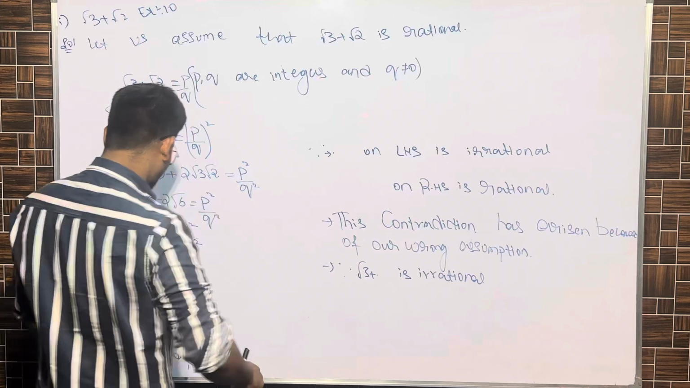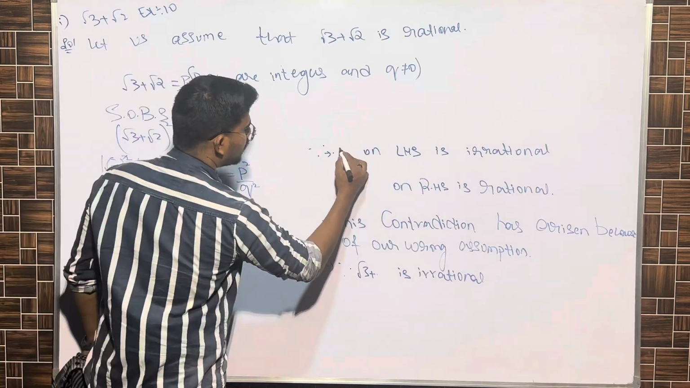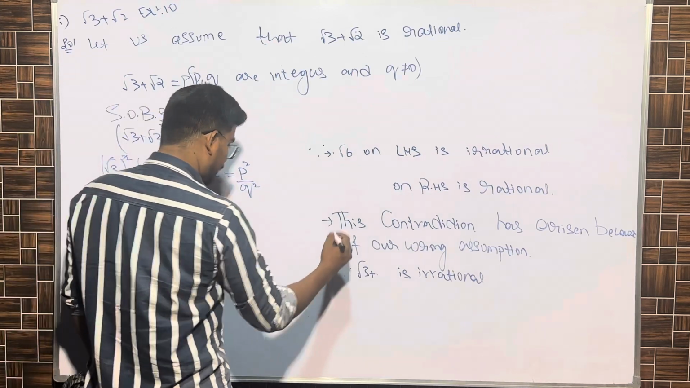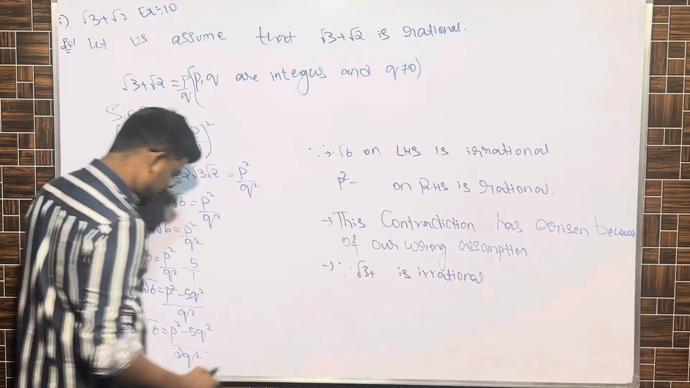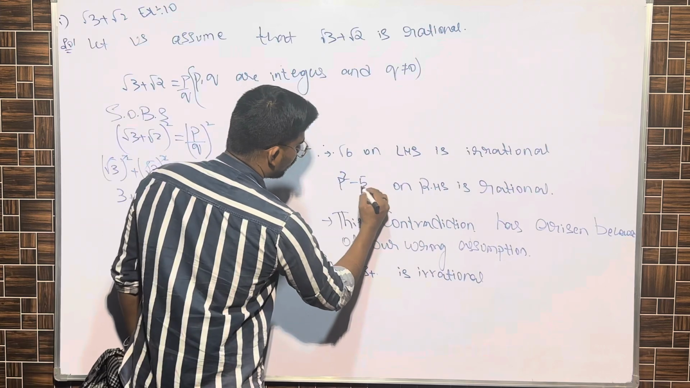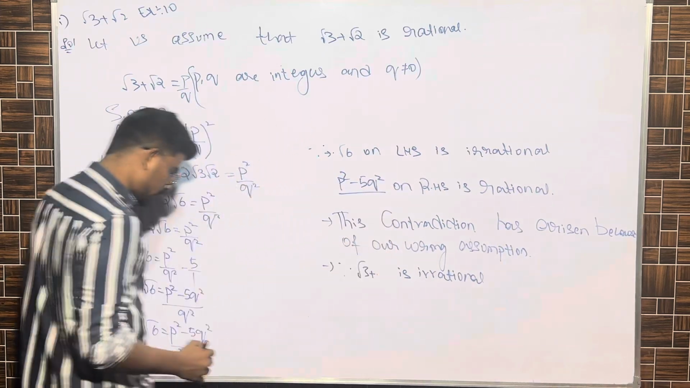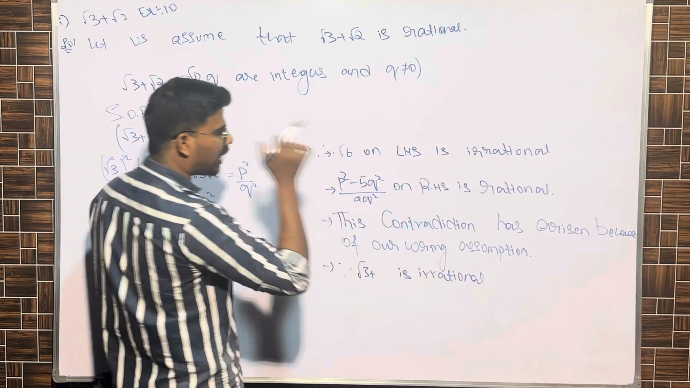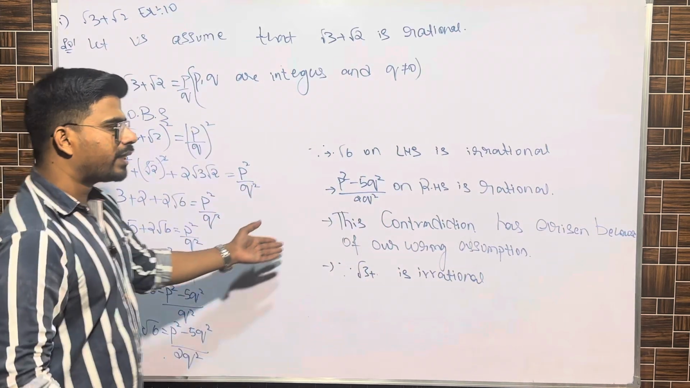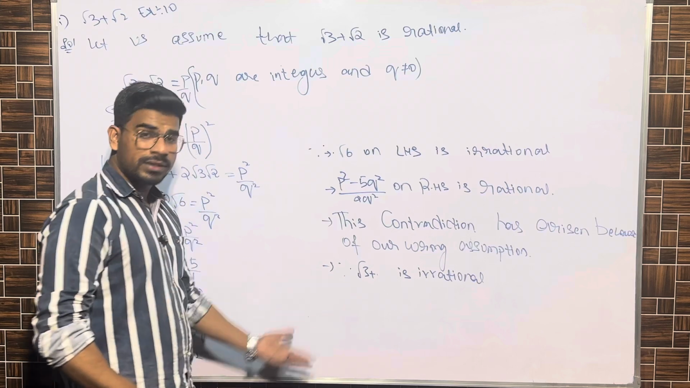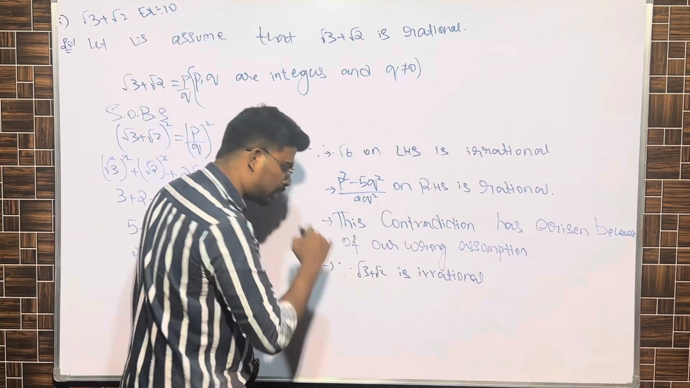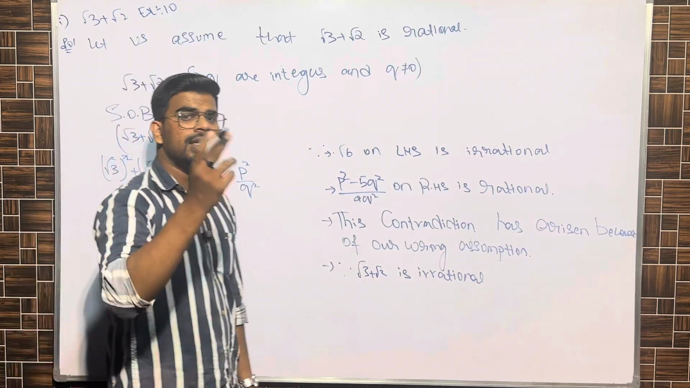Now, what is there on LHS? Root 6. Root 6 on LHS is irrational, and (p square minus 5q square) by 2q square on RHS is rational. This contradiction has arisen because of a wrong assumption. What was our assumption? We assumed that root 3 plus root 2 is rational, which is wrong. That means the number is irrational.